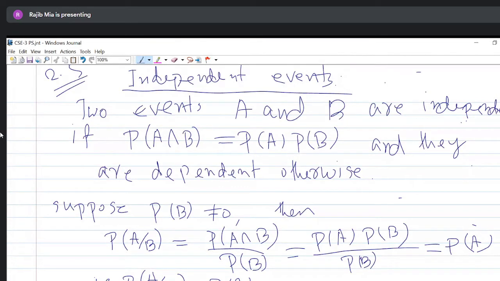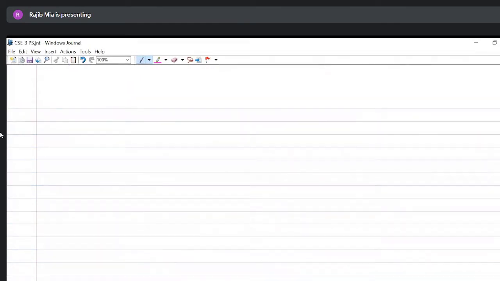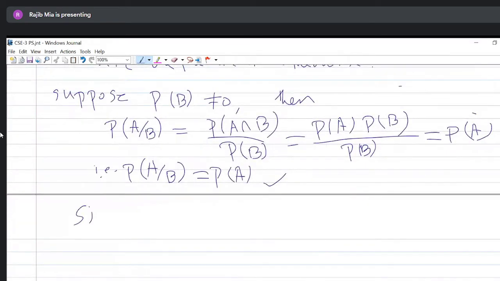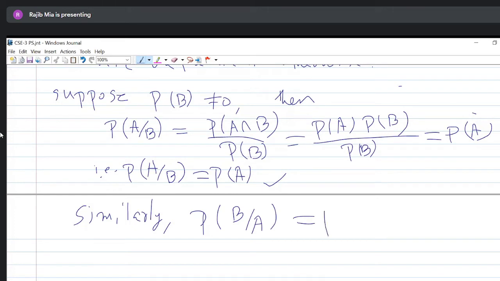To check the independence of these two events, you can either check that the probability of A intersection B equals probability of A into probability of B, then you can say that they are independent. Also, you can use probability of A given B equals probability of A. Similarly, if probability of A is not equal to 0, then probability of B given A equals probability of B.